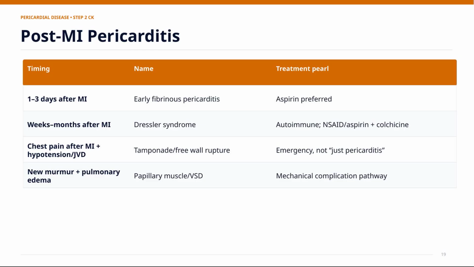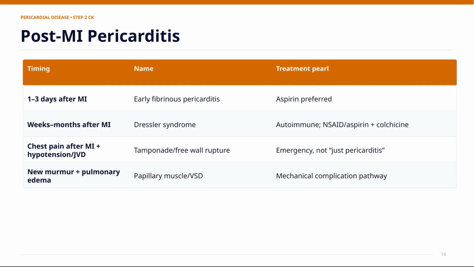But chest pain after an MI plus hypotension and JVD? That could be tamponade from a free wall rupture. That's an emergency, not just pericarditis. And a new murmur with pulmonary edema points to a mechanical complication, papillary muscle rupture or a VSD, different animal entirely.